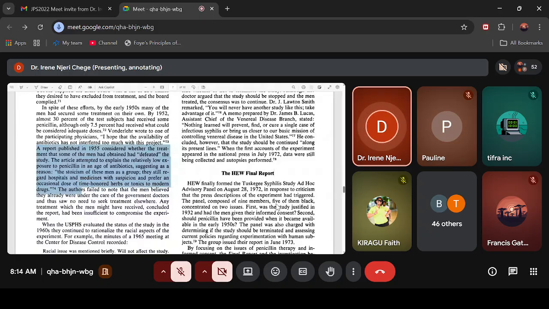The stoicism of these men as a group, they still regard hospitals and medicines with suspicion and prefer an occasional dose of time-honored herbs to modern drugs. The authors failed to note that the men believed they were already under the care of government doctors, and they were not able to seek treatment elsewhere. So because they thought they're still being treated, there's some population that didn't go for help.